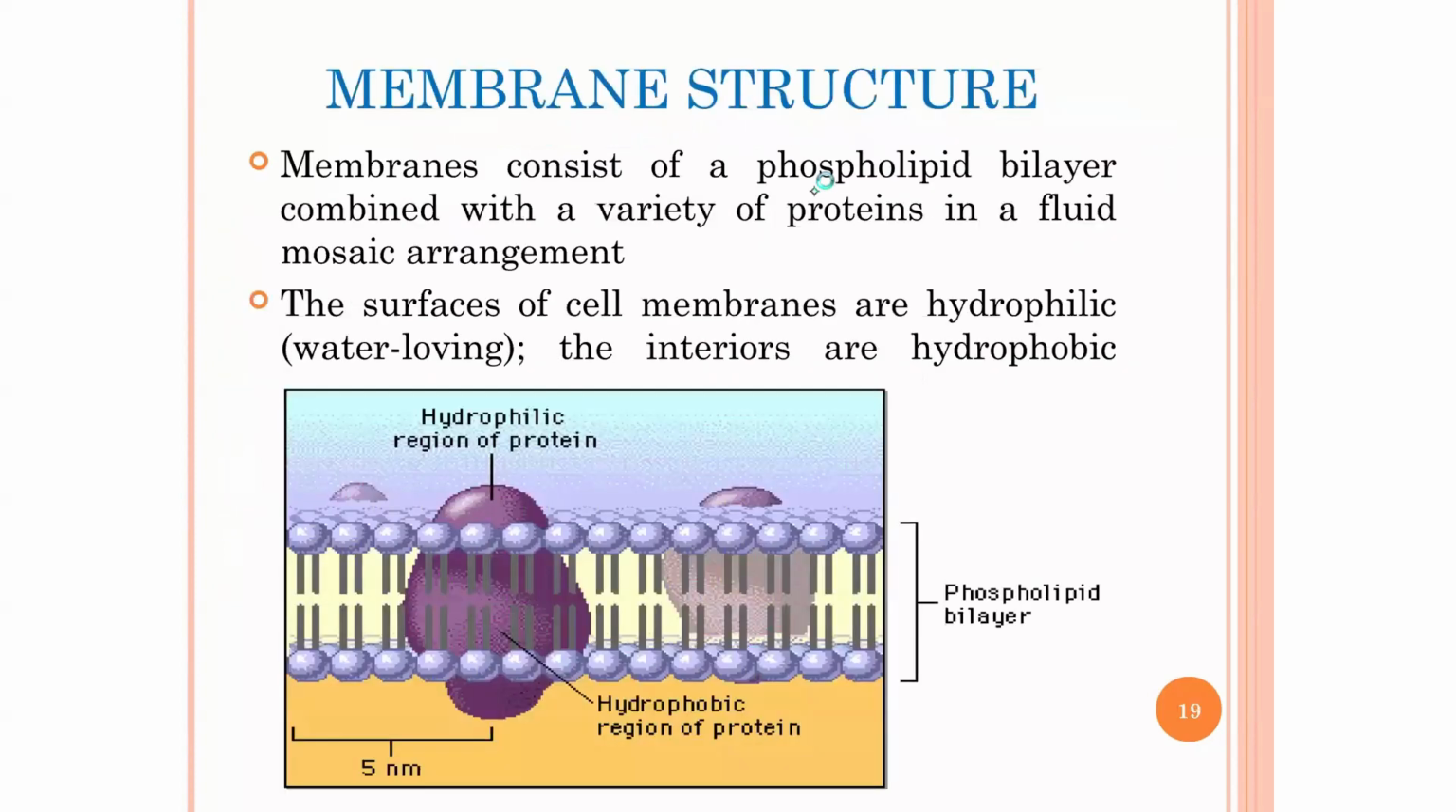So now the membrane structure. The membrane consists of a phospholipid bilayer combined with a variety of proteins in a fluid mosaic arrangement. What is a fluid mosaic arrangement? It means that all these lipids and proteins found in the cell membrane can shift. They can move from one point to another. That is the fluid mosaic model. We are going to look at the model because there are scientists who talked about this fluid mosaic model. The surface of the cell membrane is hydrophilic, that is, water loving, and the interior is hydrophobic. Of course, this is it.